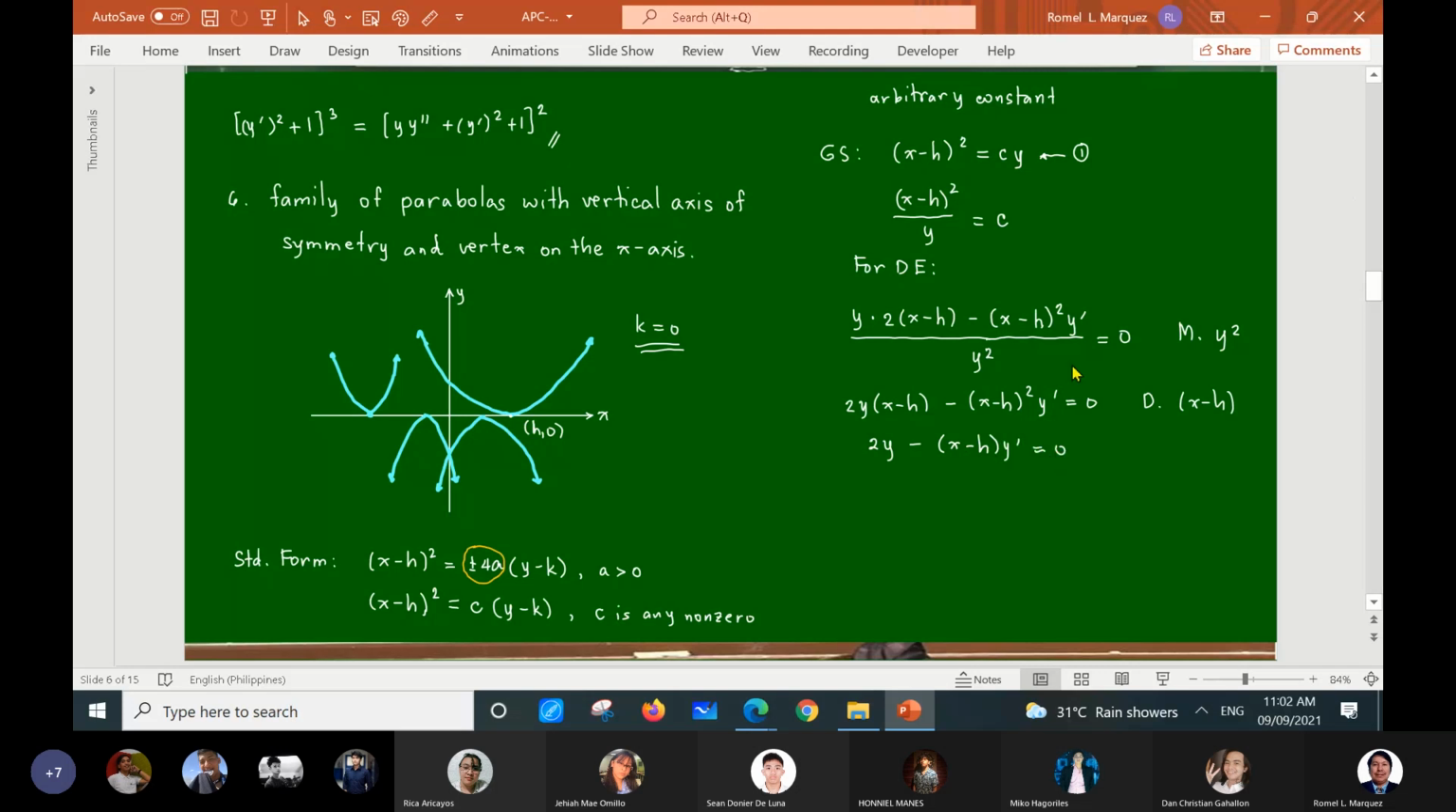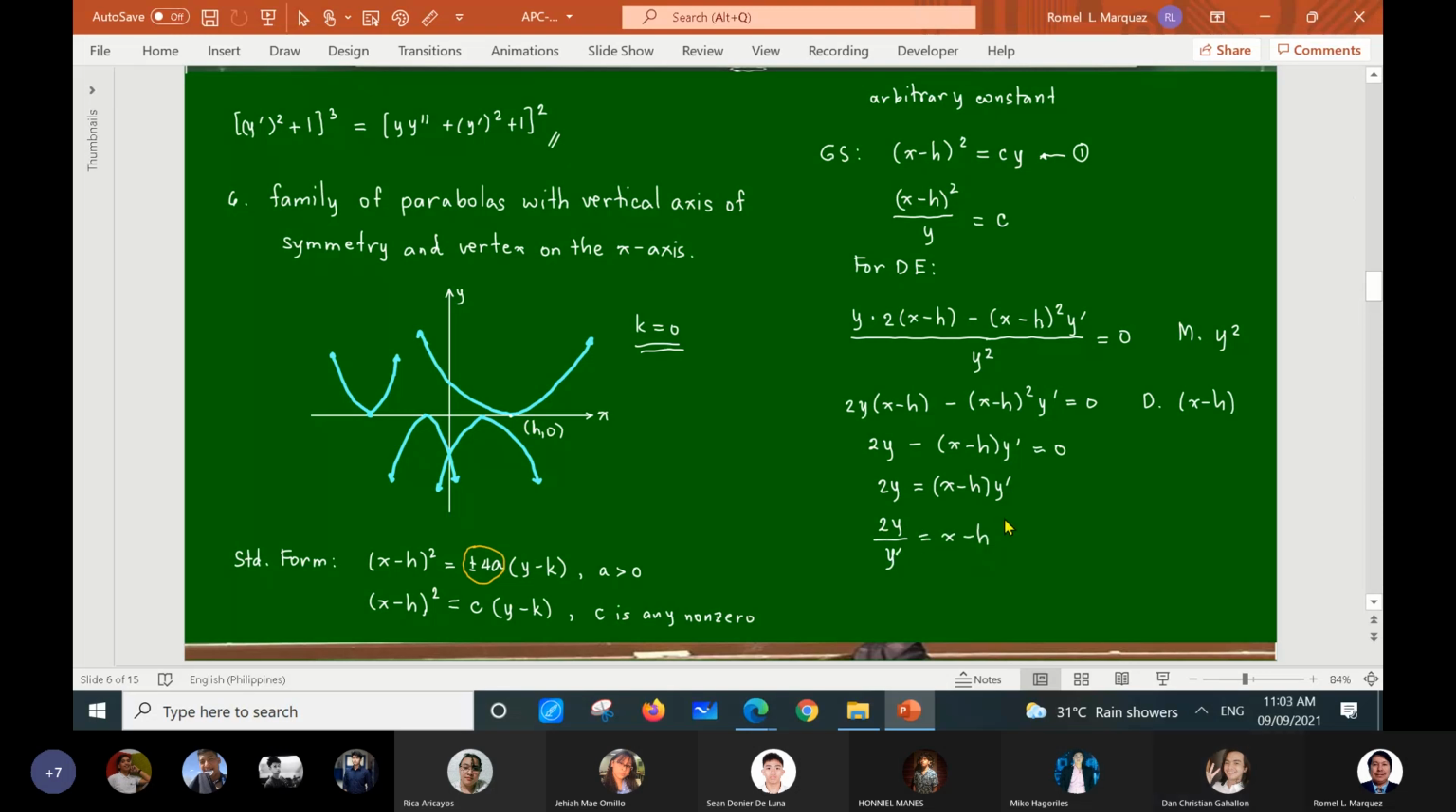Okay, children? Guys? Isolate na natin uli yung constant, no? So, 2y, para mas madaling matanggal yung h. Equals x minus h, y prime. Am I right, guys? O, divide, children, by y prime. 2y over y prime. Am I right, guys?